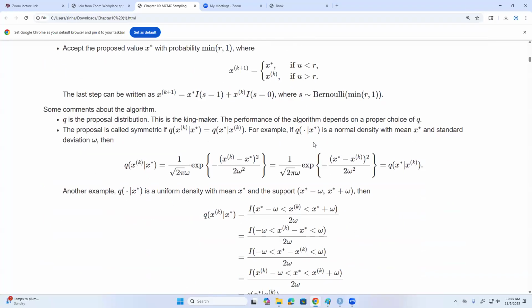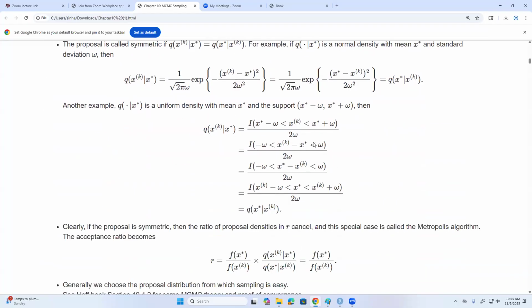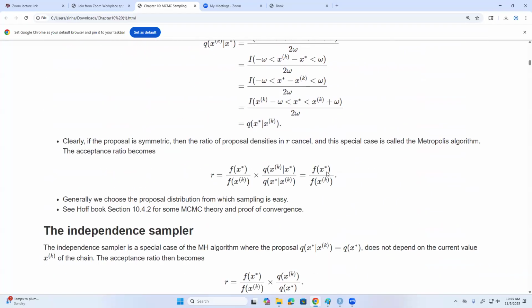So you do not need a symmetric proposal distribution. You can start with an asymmetric proposal distribution, but in that case, you modify your R calculation.